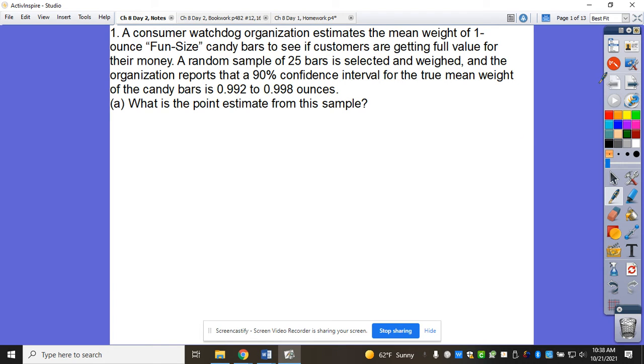So, Consumer Watchdog Organization estimates the mean weight of 1 ounce fun-sized candy bars to see if customers are actually getting the full value for their money. A random sample of 25 bars is selected and weighed, and the organization reports that a 90% confidence interval for the true mean weight of the candy bars is 0.992 to 0.998 ounces.